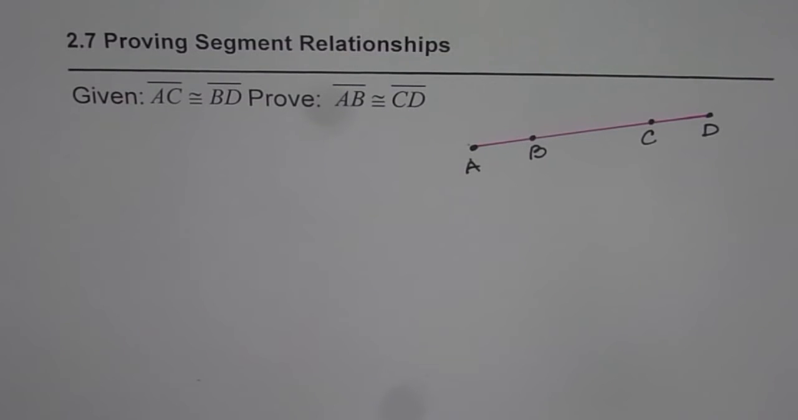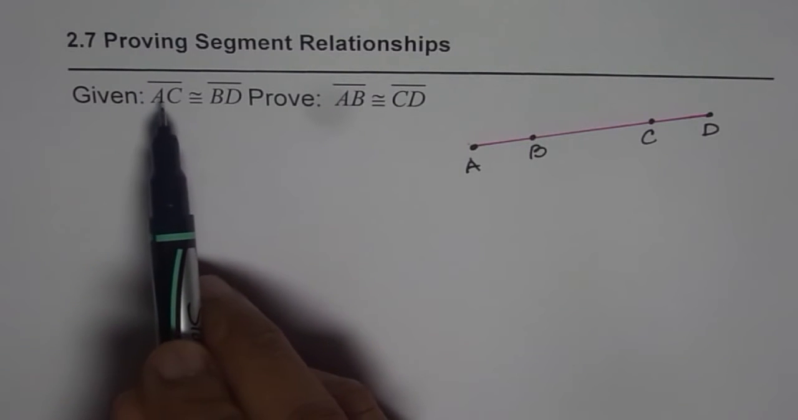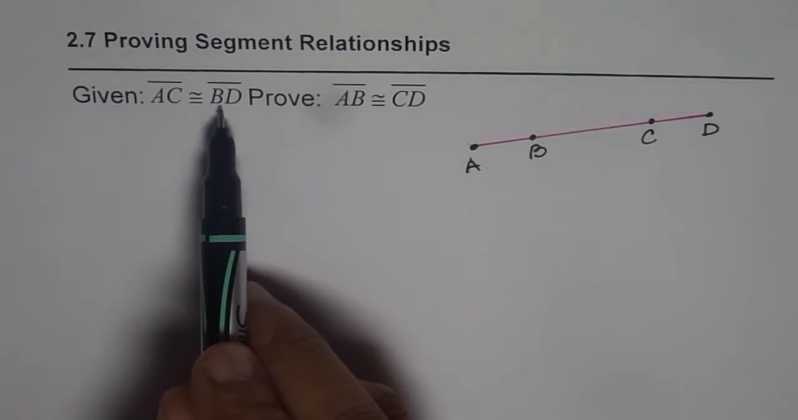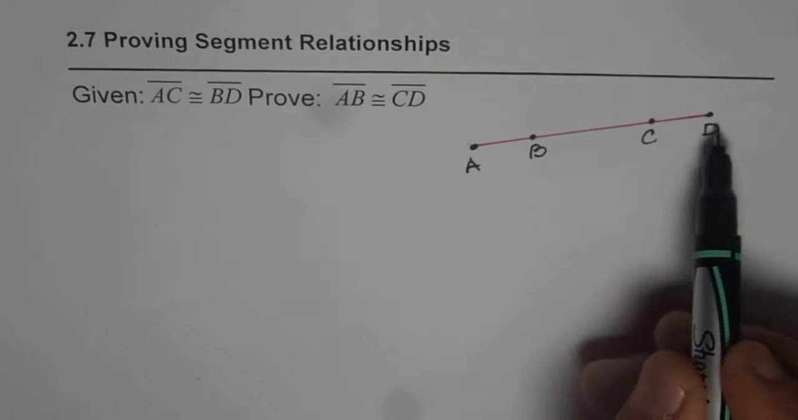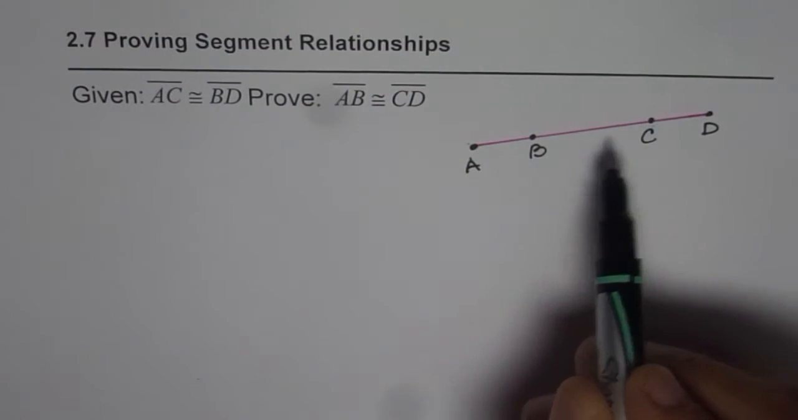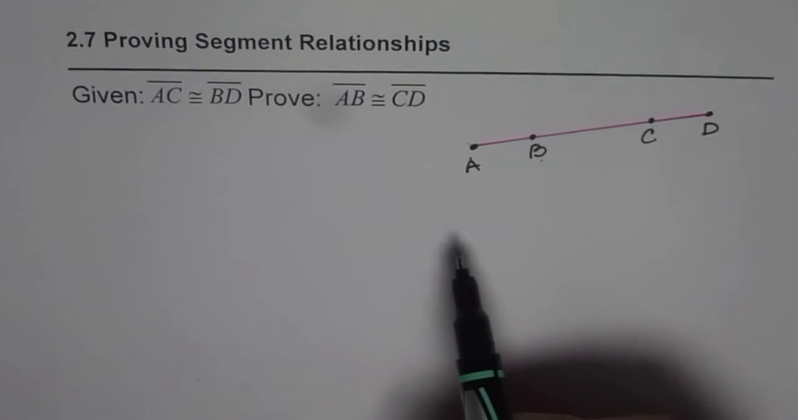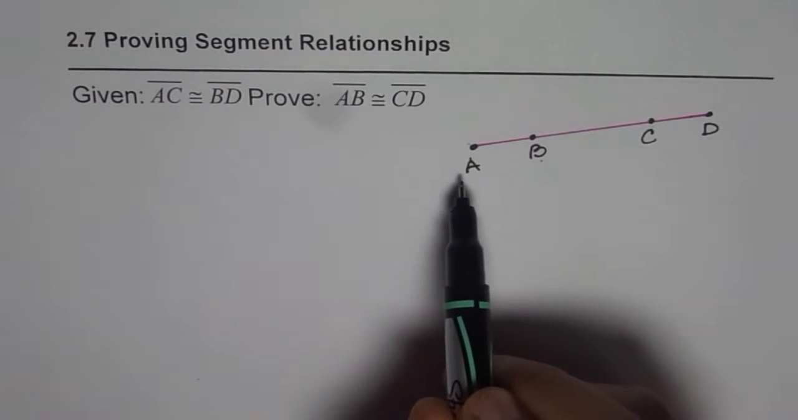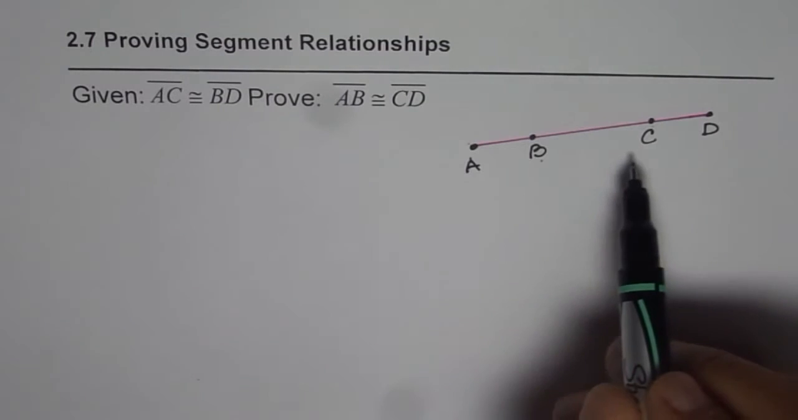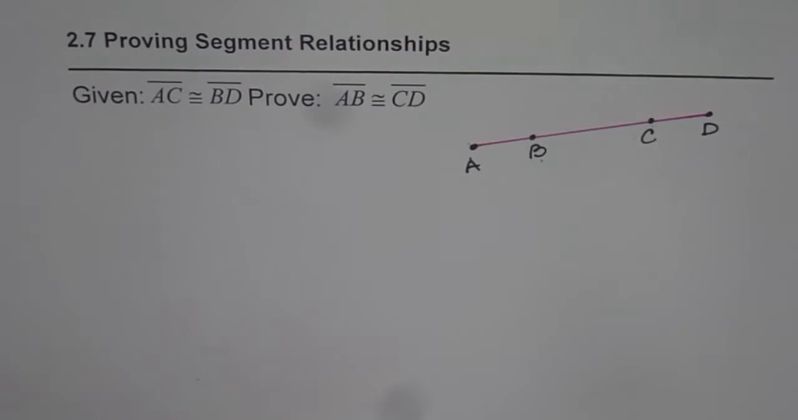I'm Anil Kumar, and now let us explore how to prove segment relationships. We are given segment AC congruent to segment BD. That's a sketch for you. Segment AC is congruent to segment BD. We need to prove that segment AB is congruent to segment CD.